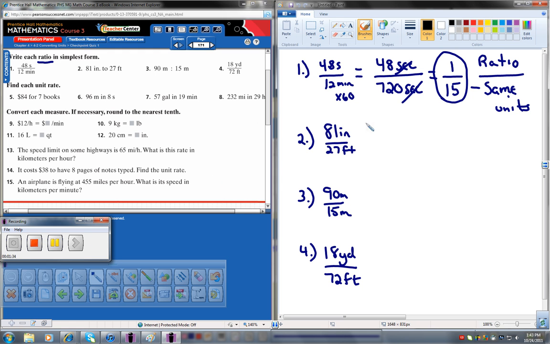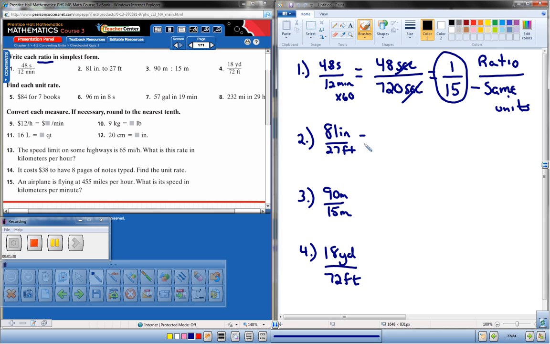Question number 2, very similar. We have inches in the numerator and feet in the denominator. I'm going to keep everything in inches, so I'll keep the top as inches, and 27 feet times 12. Somebody, is that 324 inches? Thank you, Cody.